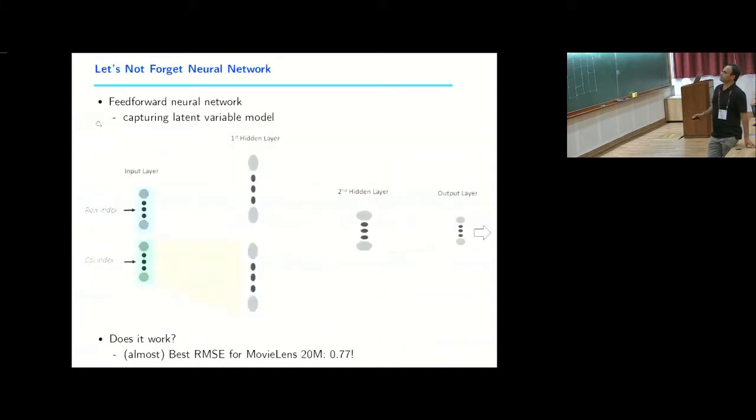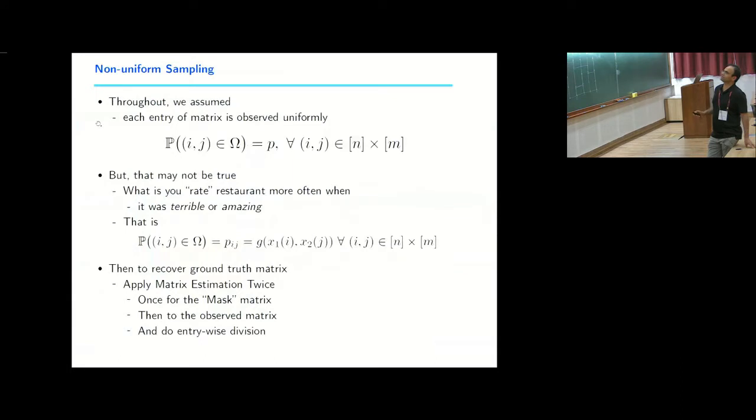Okay, there's a nice neural network view of this world. You can do non-uniform sampling also, where you can think of the probability with which you are sampling things as another matrix estimation problem. First you just look at the mask, which entries are observed or not. That's a 0-1 problem, and you use that to get the P_ij's. Then you actually look at the observations. The observations are in expectation P_ij times A_ij. So you calculate that, and then you divide it by P_ij.